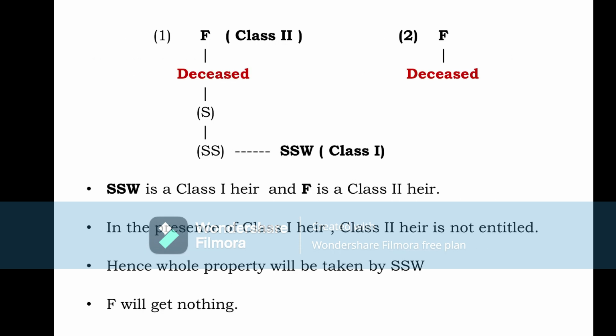This is an illustration. The deceased has only 2 heirs: one is the father and the other is the son's widow. No other heirs are there. Son's widow is the class 1 heir. Father is the class 2 heir. So what is the rule? What does section 8 say? If there are class 1 heirs, class 2 will get nothing. So the whole property will be taken by the son's widow and father will get nothing.